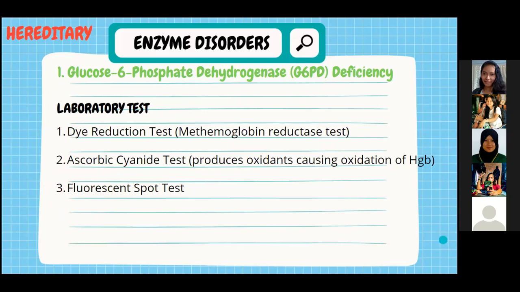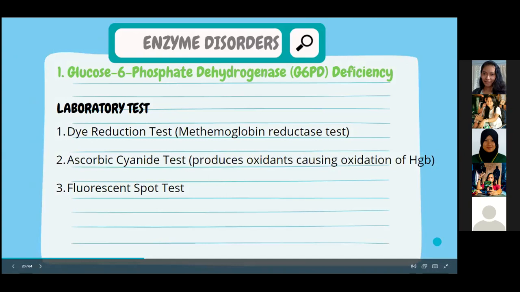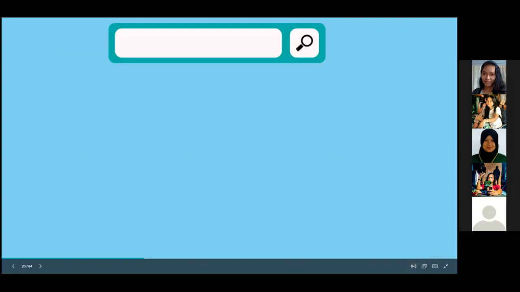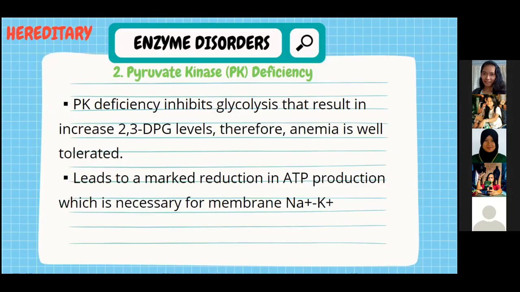So let's move to the second hemolytic anemia associated with enzyme disorder, the pyruvate kinase deficiency. So this pyruvate kinase deficiency, or the PK deficiency, is a rare deficiency of a key enzyme of the glycolytic pathway of RBCs.